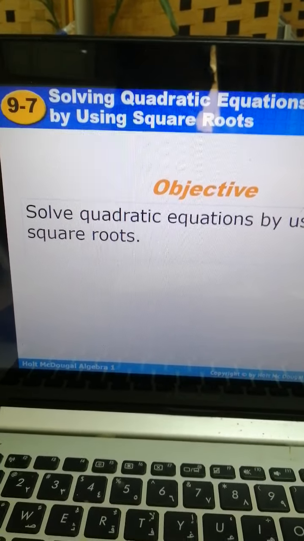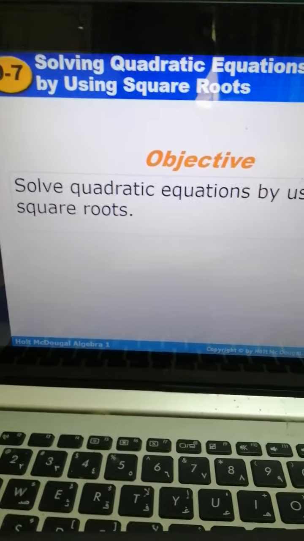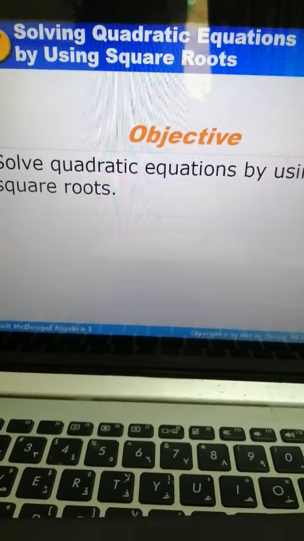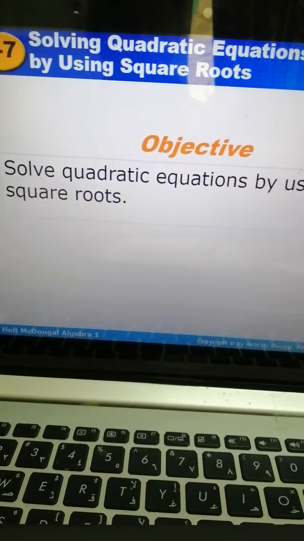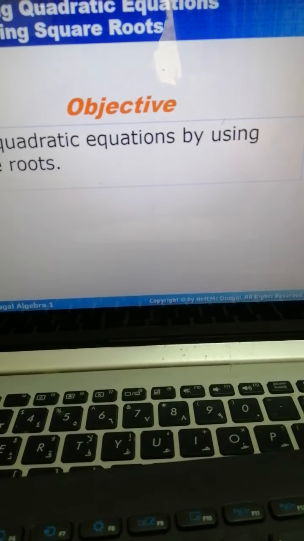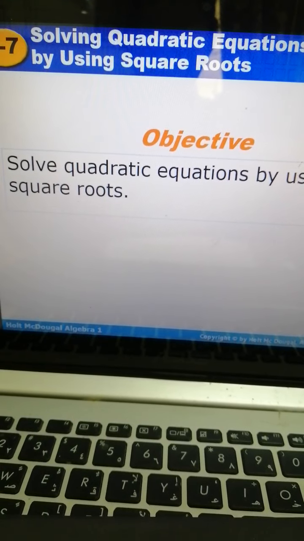Good morning, grade 8. Our next lesson is about solving quadratic equations by using square roots. You remember how to apply square roots and how to get the root? Okay, so your objective is to solve quadratic equations by using square roots. So we're going to solve.